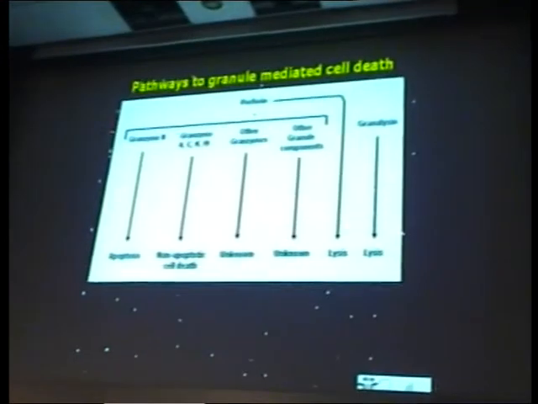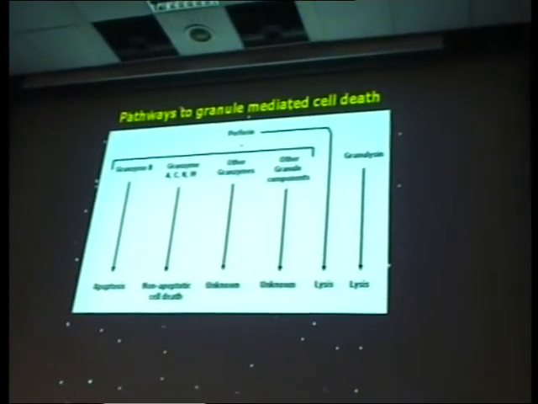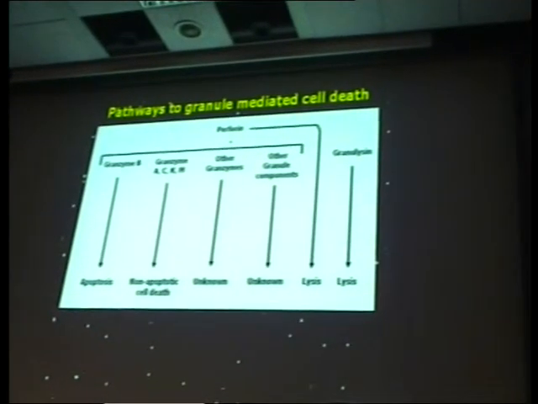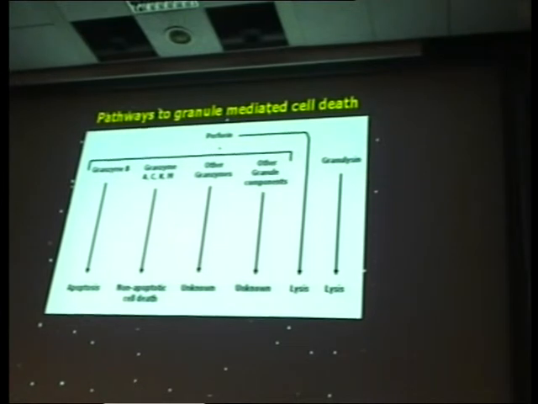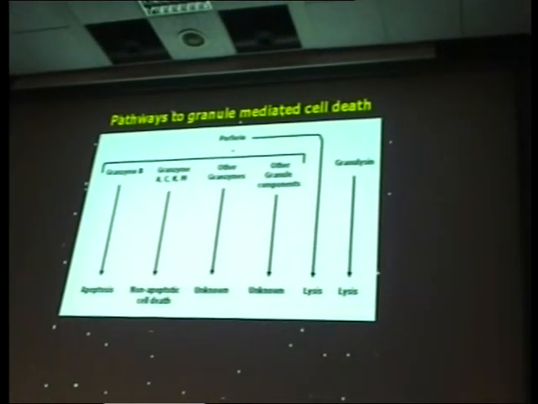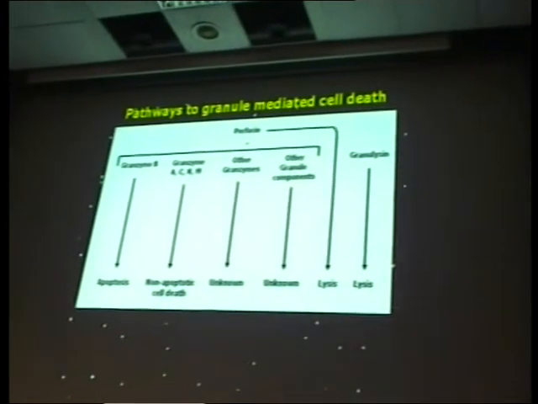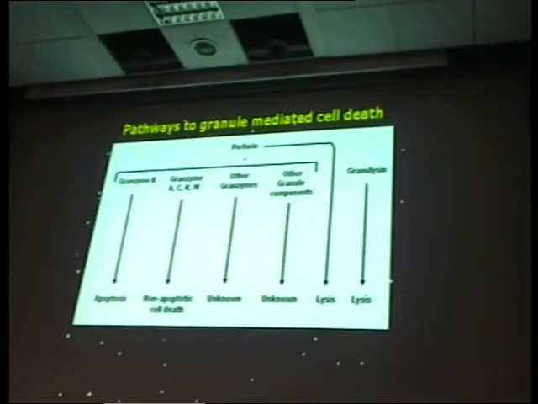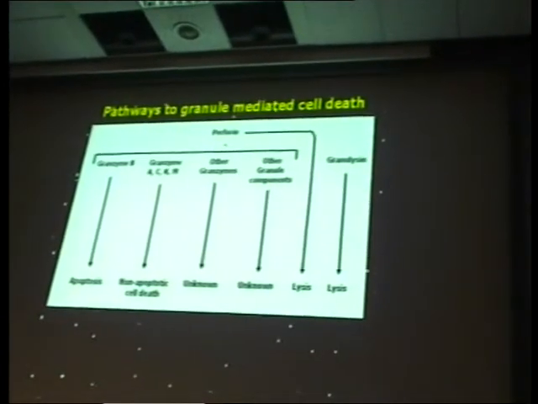But in the cytotoxic granules, we have multiple granzymes that can induce various deaths, such as apoptosis and non-apoptotic cell death. We have other granzymes that we don't know what's happening at all, other granule components that we don't know what's happening at all, and we know that perforin alone can induce a lytic death if delivered at high enough concentrations, and granulysin can also induce lysis. So this gives us a situation where we don't really know what a CTL is doing to kill its target.